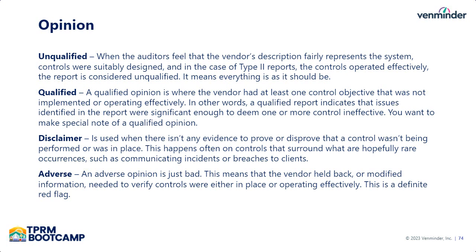You actually won't even necessarily see the words unqualified opinion within the report anywhere. When the auditor feels that the vendor's description fairly represents the system and that the controls were suitably designed, and in the case of a Type 2 report, that the controls operated effectively, the report is considered unqualified. It means everything is as it should be. Just keep in mind that there can still be a number of exceptions or findings within an unqualified report.